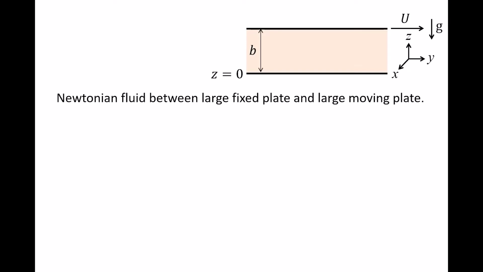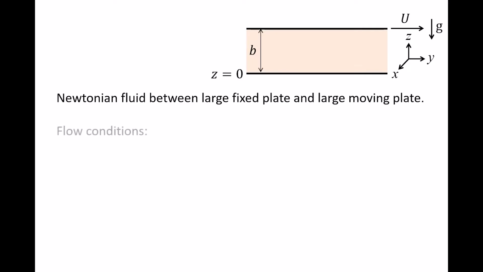Our axes are oriented so that y is positive toward the right, x is positive out of the screen, and z is positive upwards. We will assume the plates' lengths in the x and y directions are much larger than the gap distance b, so the plates can be approximated as infinitely long in the x and y directions. The gravitational acceleration g points in the negative z direction, and the bottom plate is located at z equals 0.